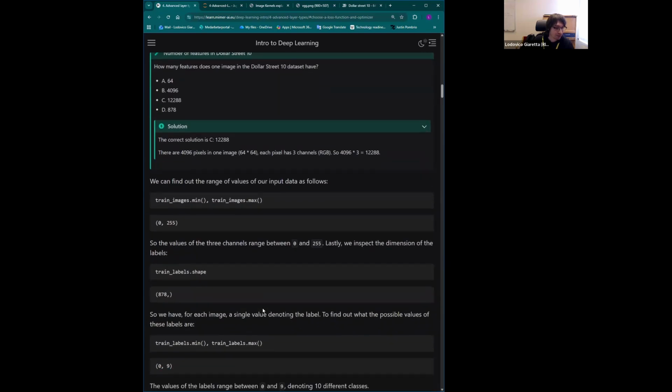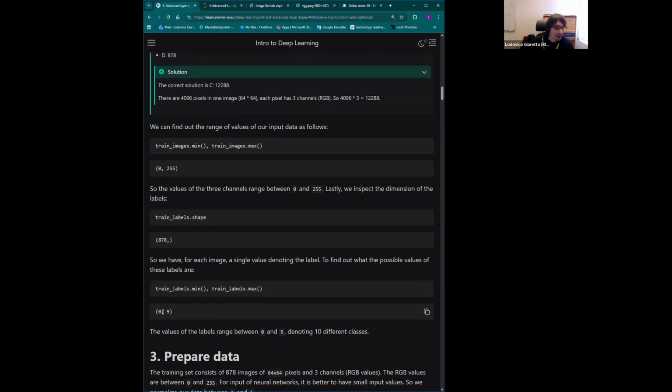Of course, if we have 878 images, we also have 878 labels. And every label is just a single numerical value, which is why we don't have an extra component here. And it's a numerical value that ranges between 0 and 9 inclusive. So 10 different values that represent our 10 different classes.